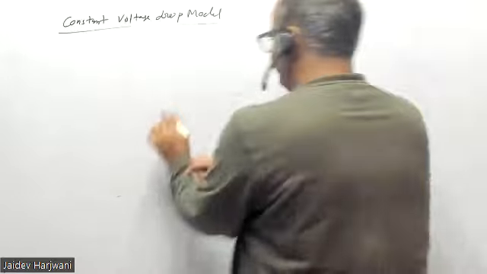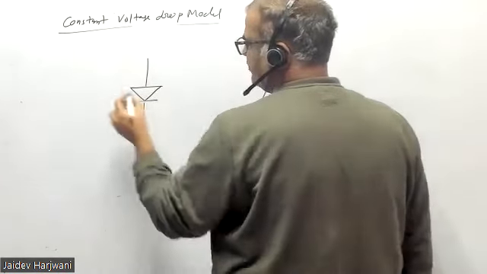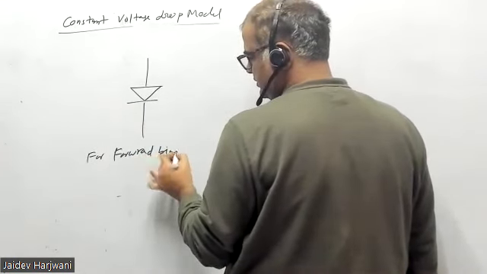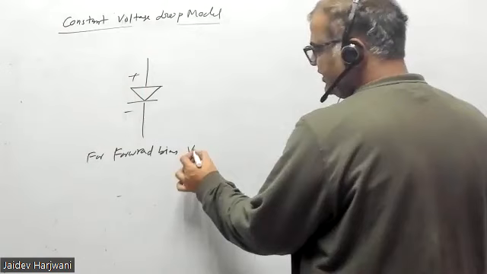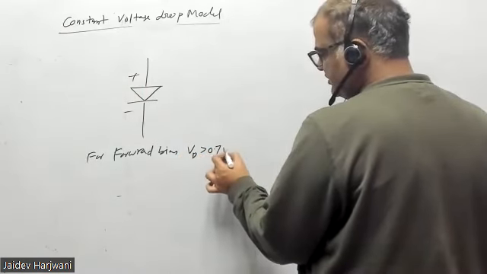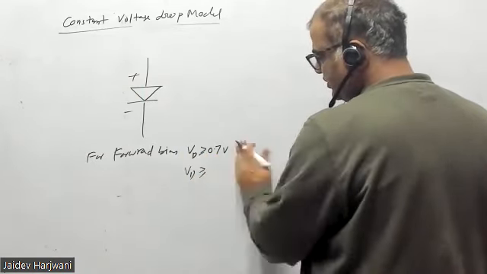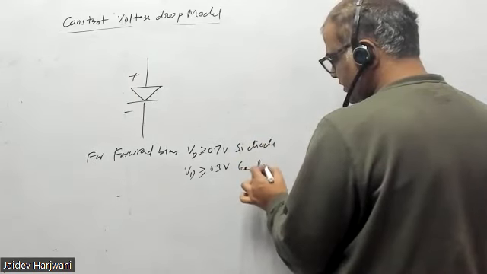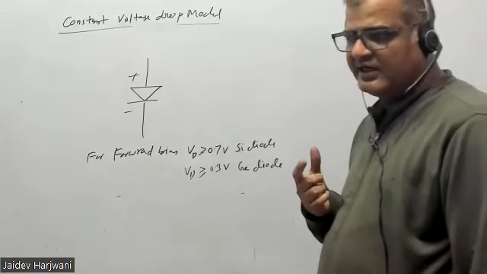The constant drop voltage model says that if your diode is in the circuit and the diode is forward biased, and the applied voltage VD is greater than 0.7 volt for a silicon diode, or greater than or equal to 0.3 volt for a germanium diode, then the model applies.